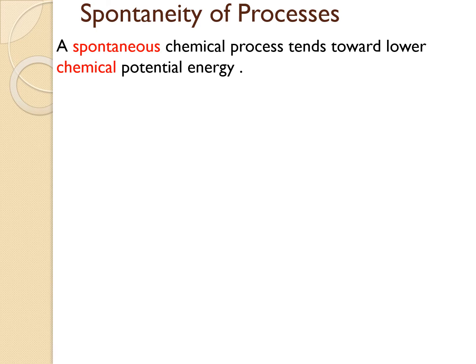A chemical process is spontaneous if it tends towards lower chemical potential energy. So all we have to do to decide whether or not a particular direction of reaction is spontaneous is ask ourselves, does that process lead to a lowering of chemical potential energy?